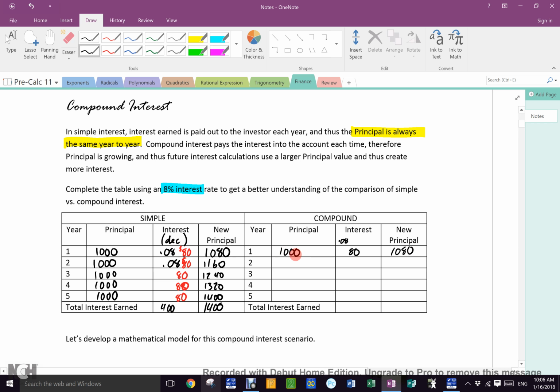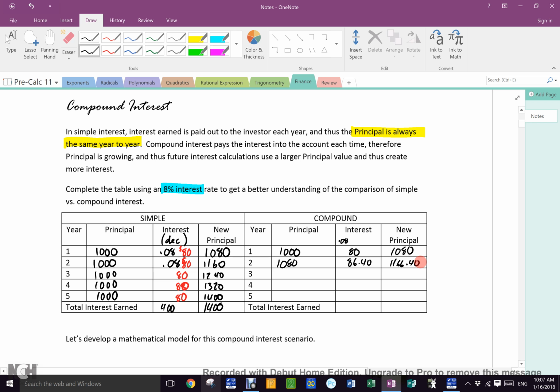So my principal is now what? 1,080. Do I still get 8% on that? Yep. So I do that times 0.08. And what does that get me? You got to do that with your calculator. I don't have mine. Well, I do, but I want to write. $86.40, which means over here I've got $1166.40.